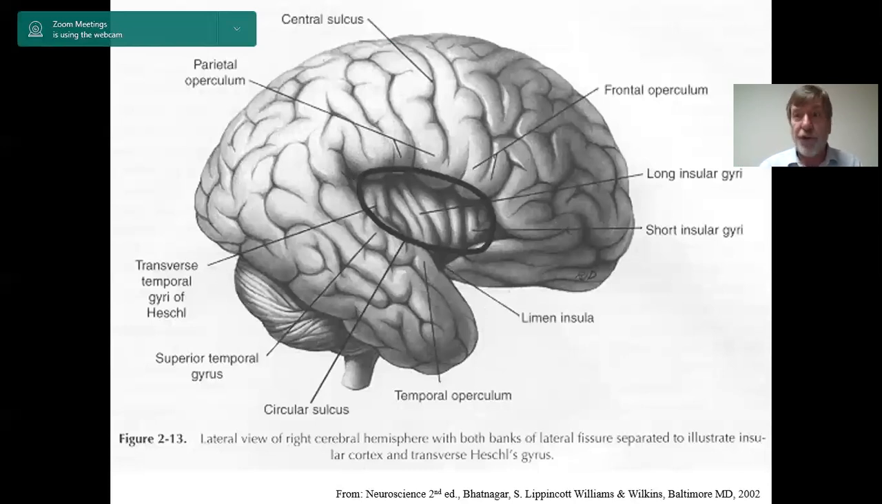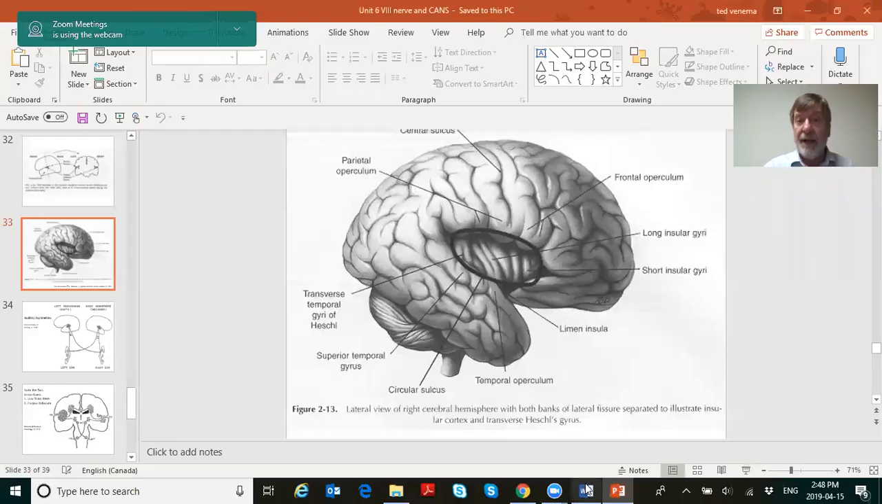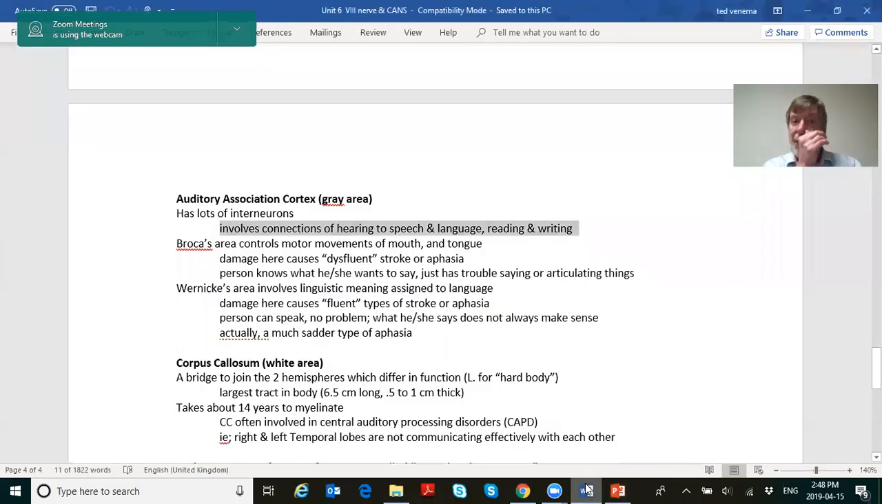Now, when people have a stroke, aphasia they call it, A-P-H-A-S-I-A, aphasia. This area might have a blood clot, or Wernicke's area might have a blood clot. And so you can have two different types of stroke. And let's take a look in our notes.